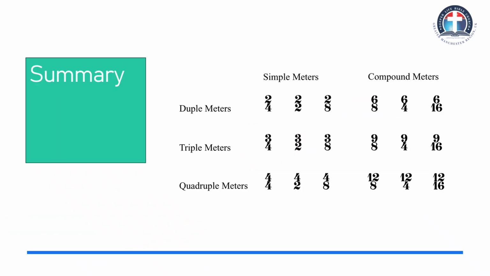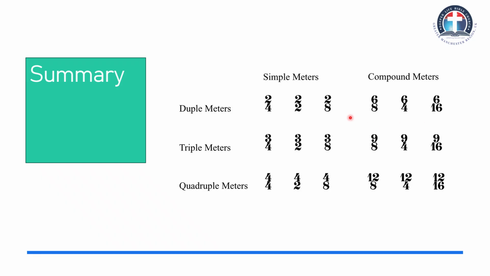As we wrap up, just to remind you once again that we have simple time signature and compound time signature. For each of the simple and compound time signatures, there is double time, triple time, and quadruple time. For simple time, if the top number is 2, that is double. It means 2 beats of whether crochet, quaver, or whatever. If the top number is 3, it is triple time. If the top number is 4, it's quadruple time.